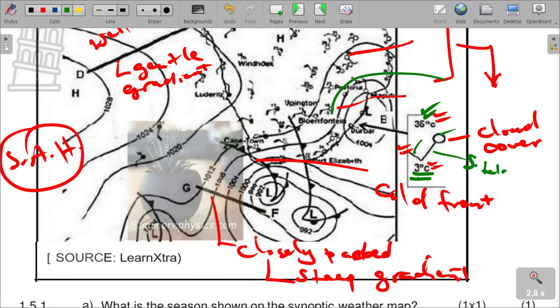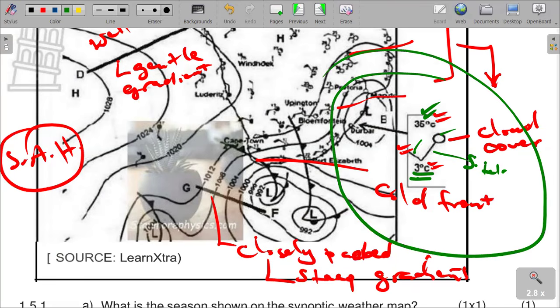So we are looking at Durban, considering that zone there. That is what we are talking about. Durban is shown there.